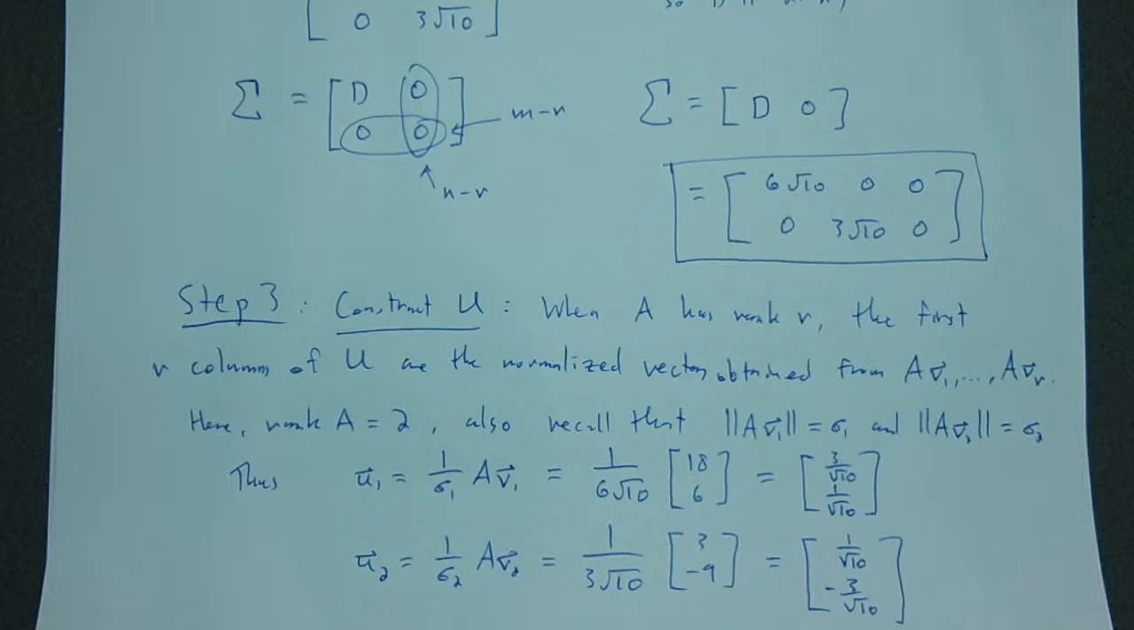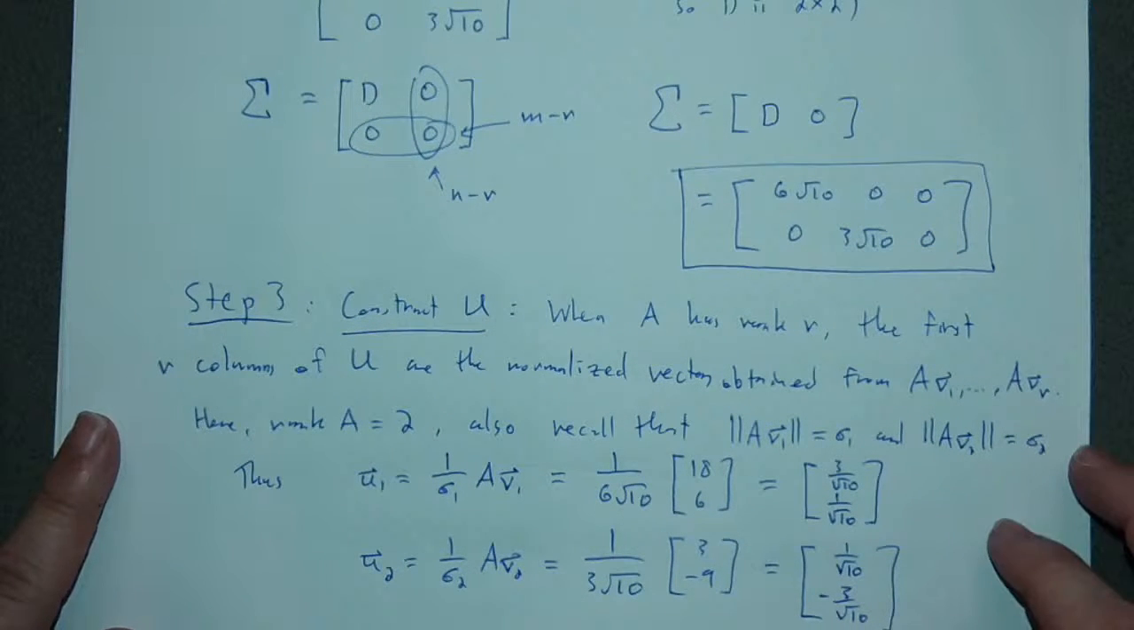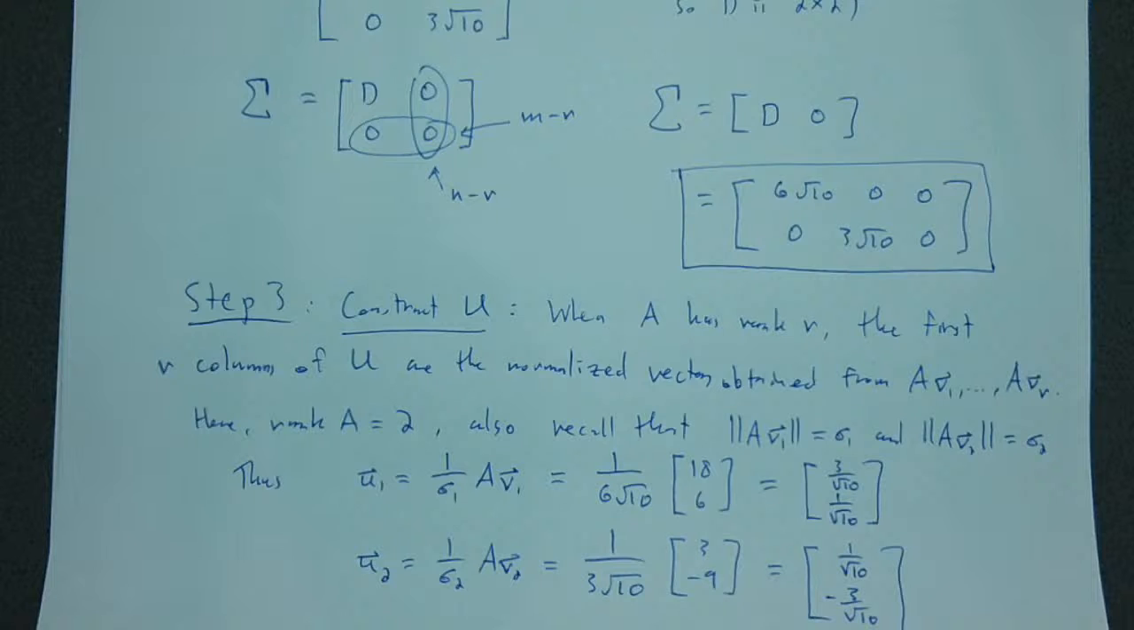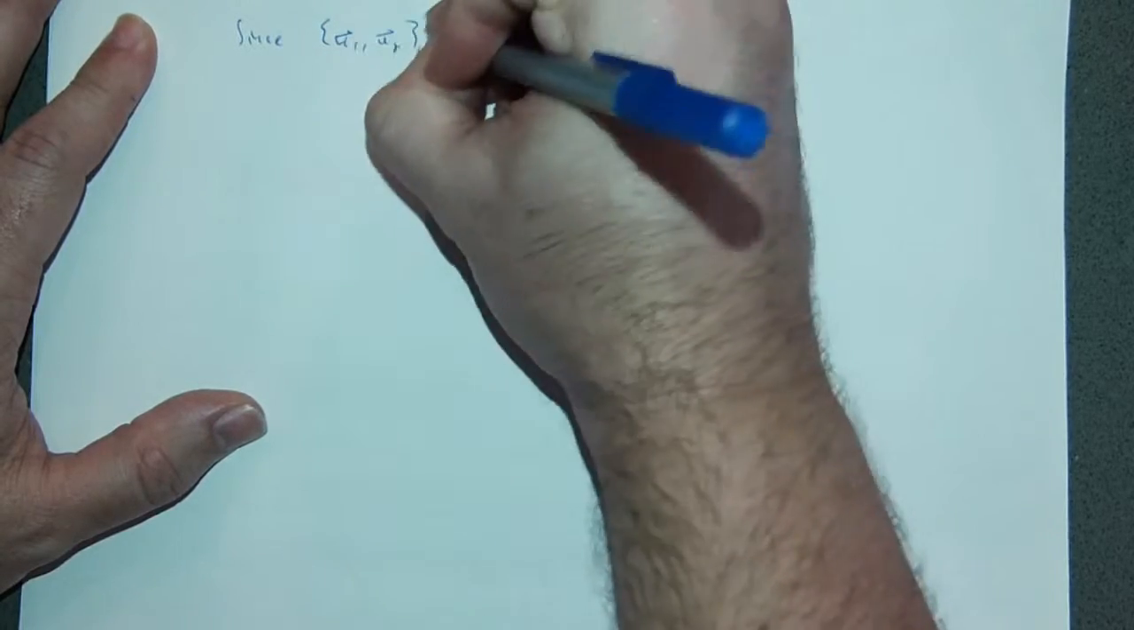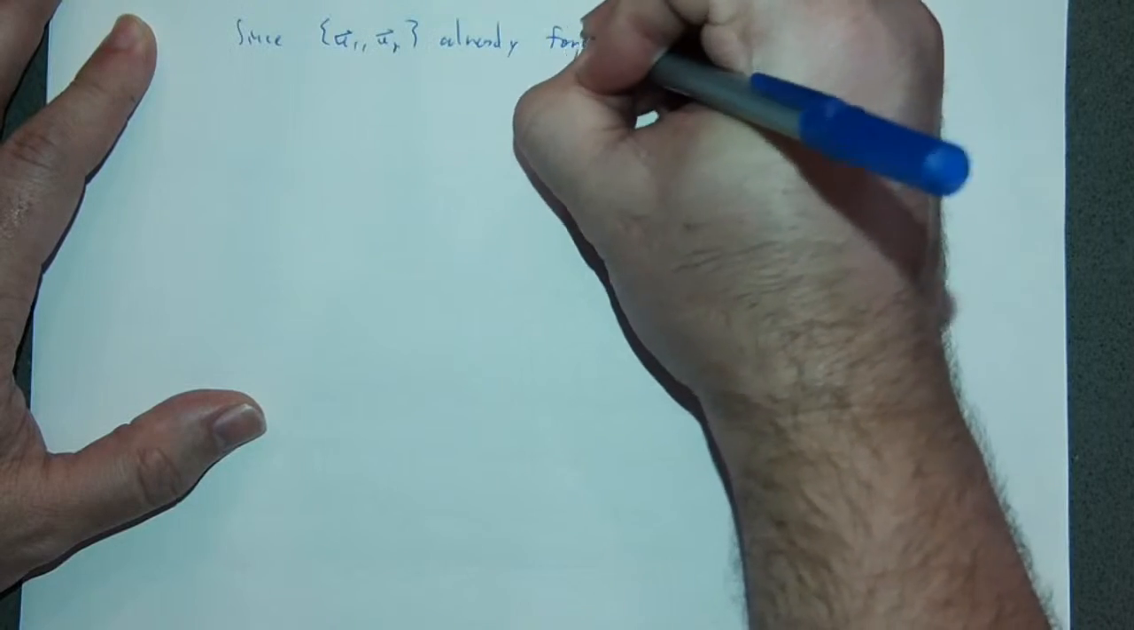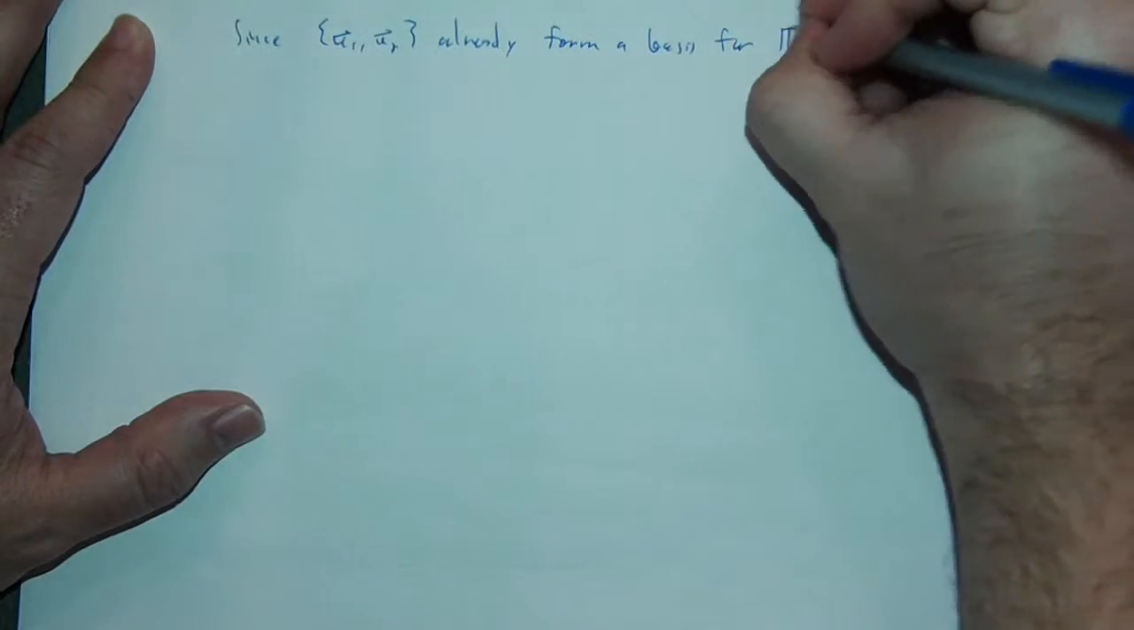Here's something. This is already a basis for R2, so I don't need more vectors for U. In general, I may need to come up with more vectors for U, and the way to do this is by extending a set to an orthonormal basis for R3. What you would do there is Gram-Schmidt, but I'm not going to get into that because I'm not going to give you an example of anything like that. So at this point, since U1 and U2 already form a basis for R2, I don't need any more vectors.